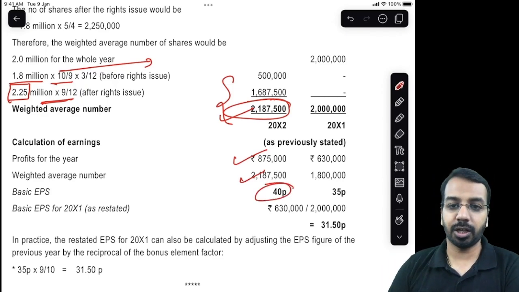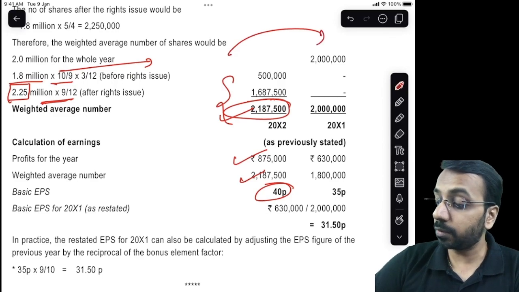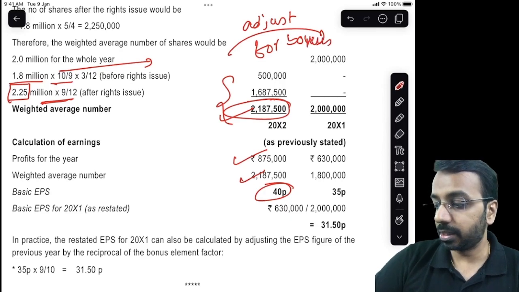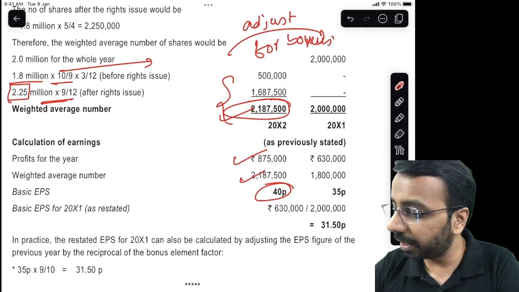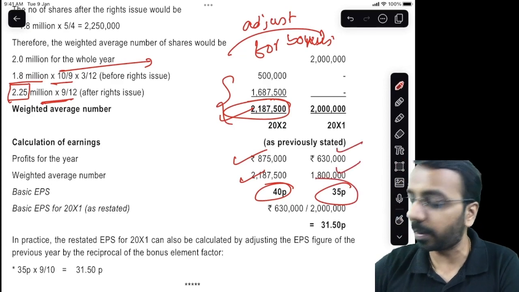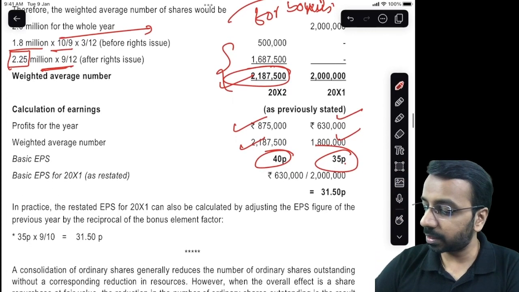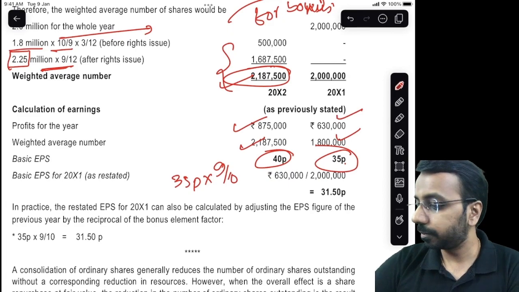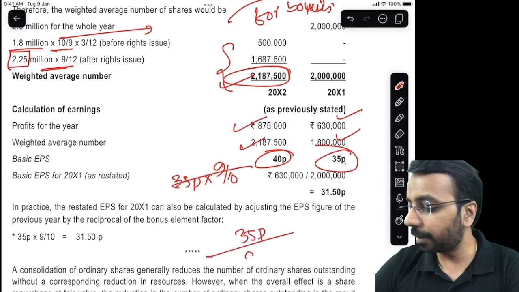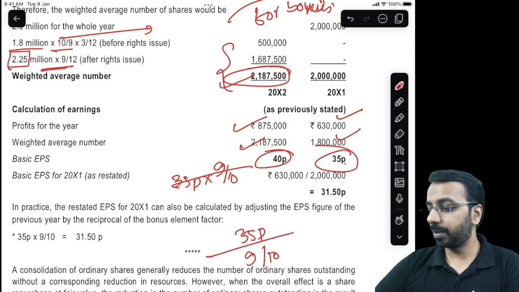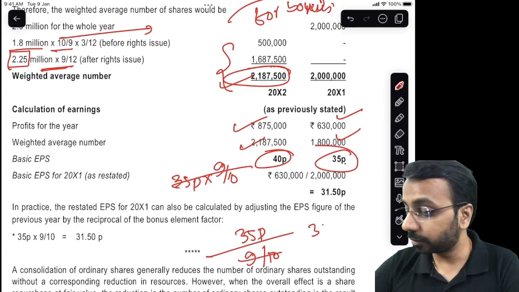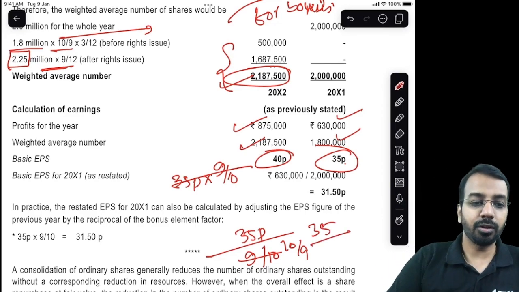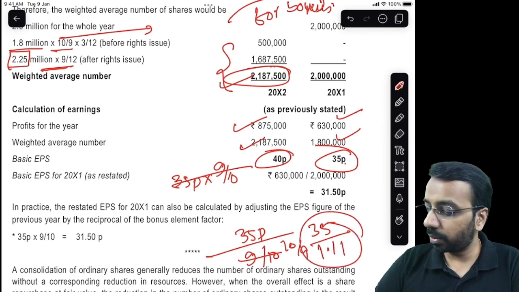40 paise per share. Now what we also need to understand is that the previous period also we need to adjust for bonus. Now how do we adjust for bonus? Previous period original EPS is 35 paise, that is 6 lakh 30 divided by 18 lakh shares. Now this 35 paise, what you will do is divide it by 10 by 9, sorry, it is 10 by 9. So 35 divided by 1.11, if you do this, you get 31.5.